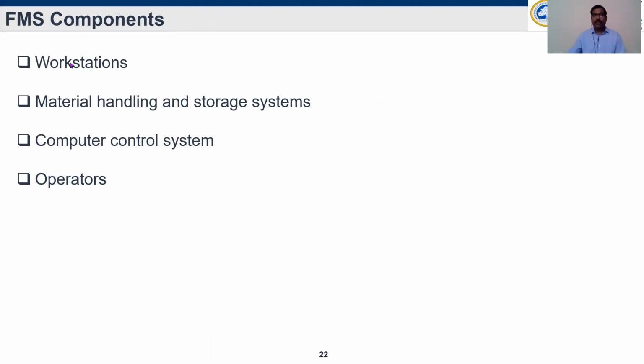So there are four main components. One is workstations. Second one is material handling and storage systems. Third one is the computer control system. Then operators. So the operator is also one of the main key players in the FMS components. So let's see the individual components one by one. First one is the workstation.